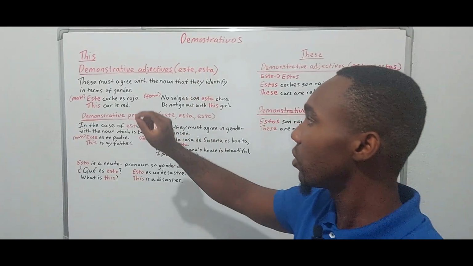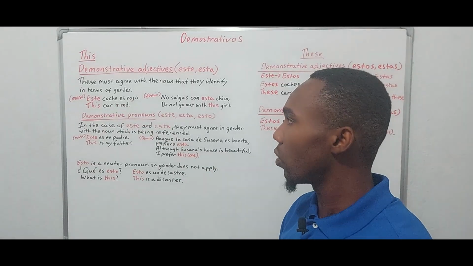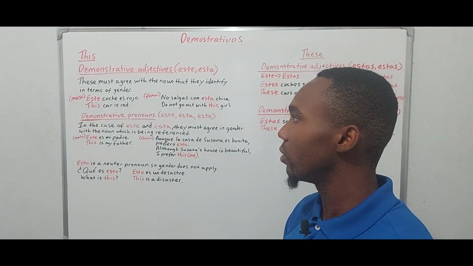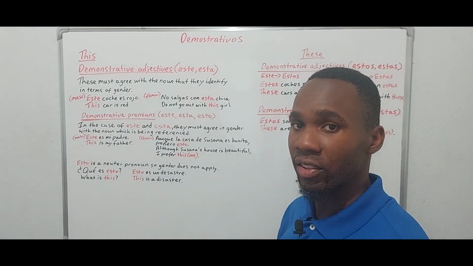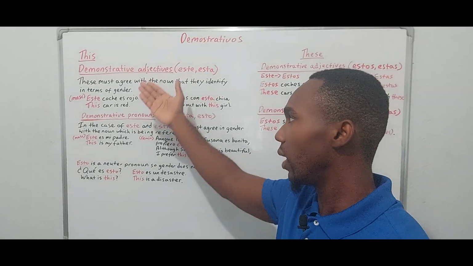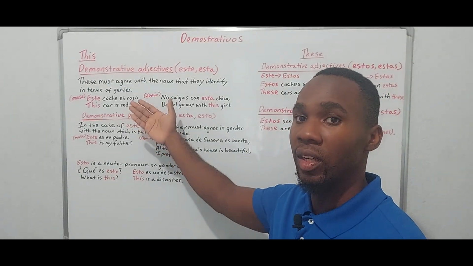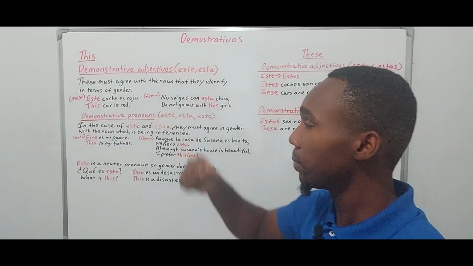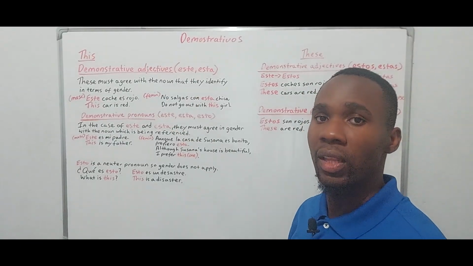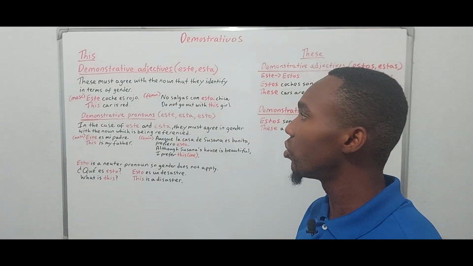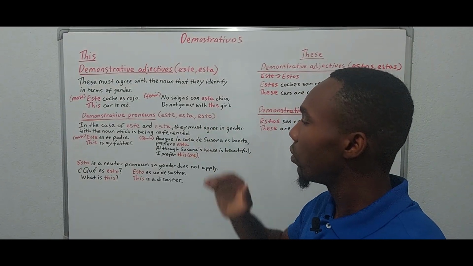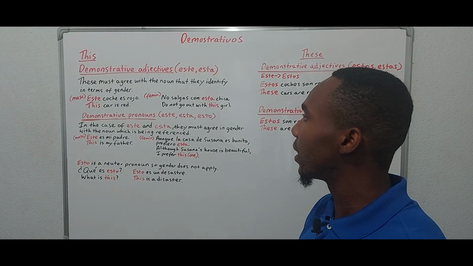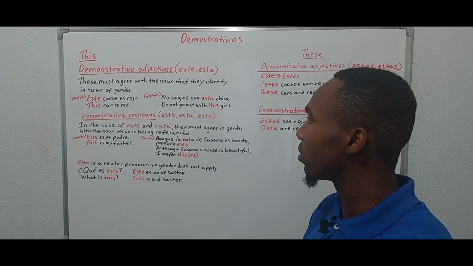So in the examples, este coche es rojo. This car is red. We used este because coche is masculine and it is singular, but I didn't specify number because we're talking about this, okay? So you already know that it is singular. Este coche es rojo. No salgas con esta chica. Do not go out with this girl.